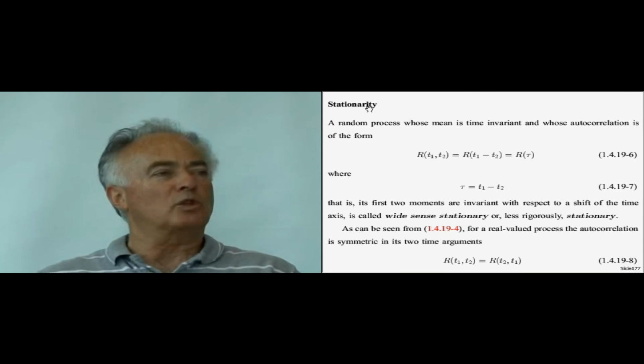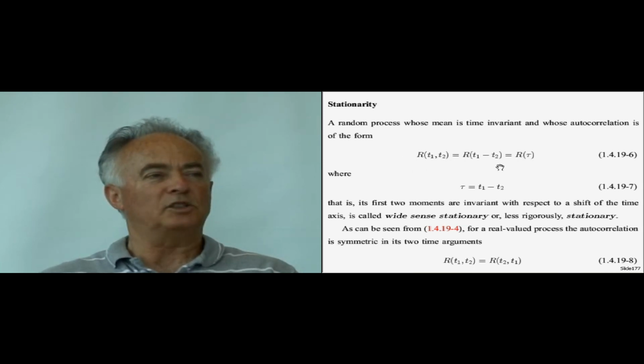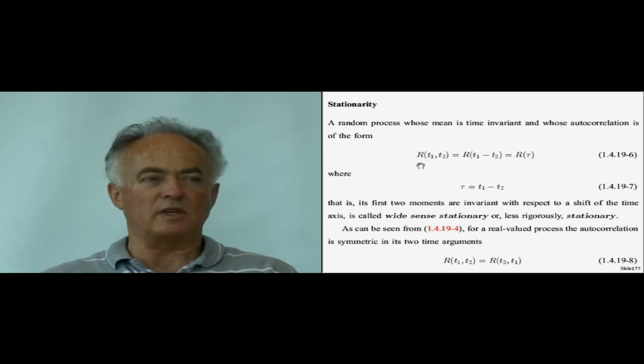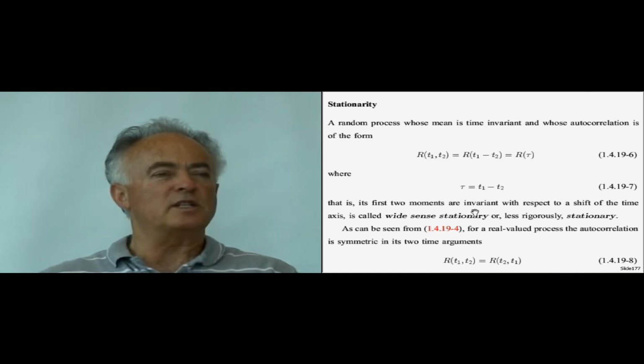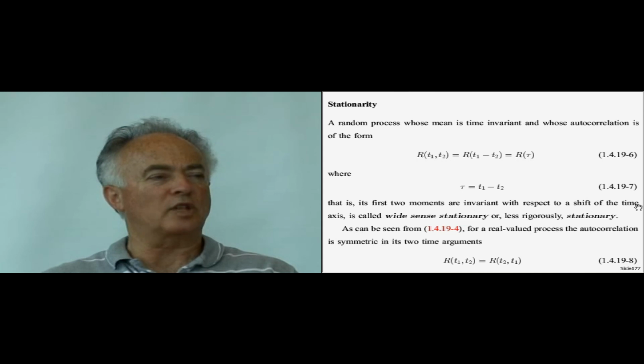Stationarity. We can talk about a random process whose mean is time invariant and whose autocorrelation has the following form. R(t1, t2) is really a function of only the difference between these two time points, which we can denote by tau. So instead of having two arguments, it has a single argument. Namely, the first two moments are invariant with respect to a shift of the time axis.